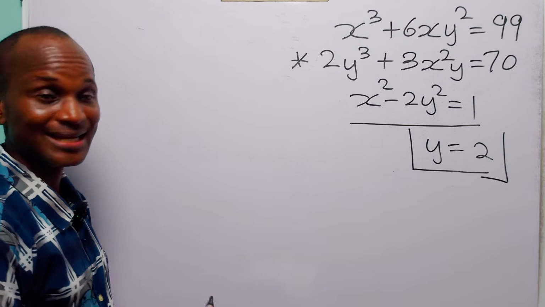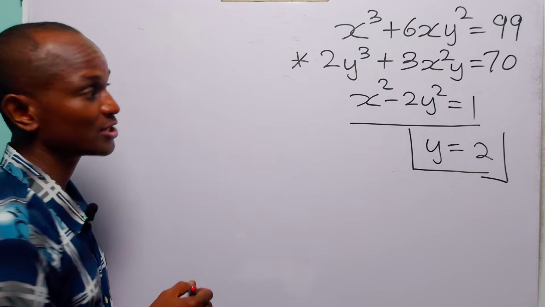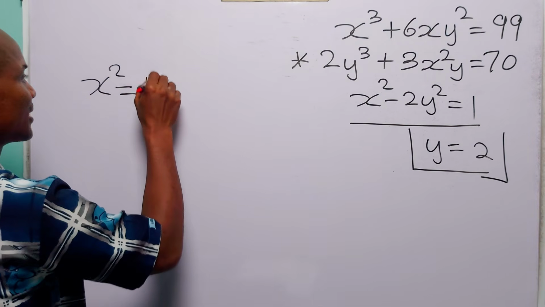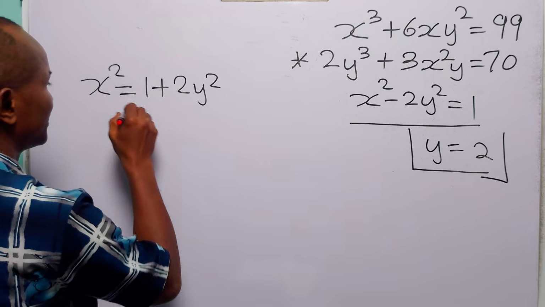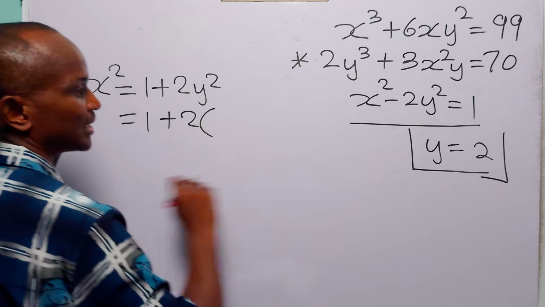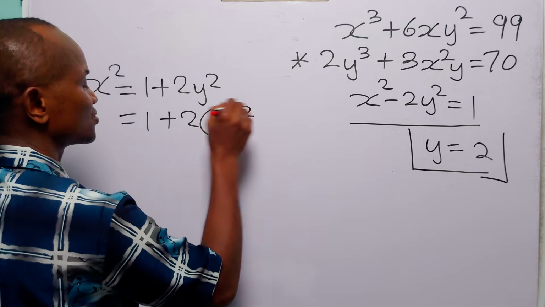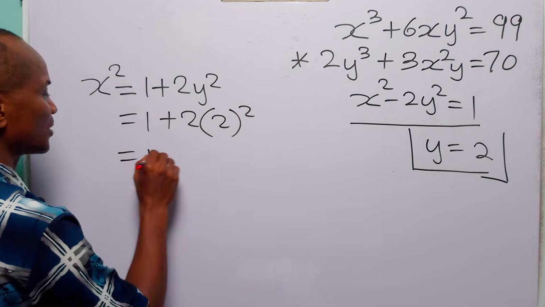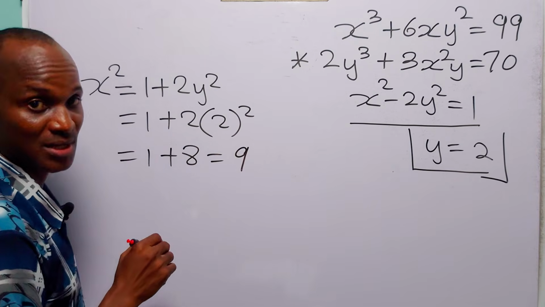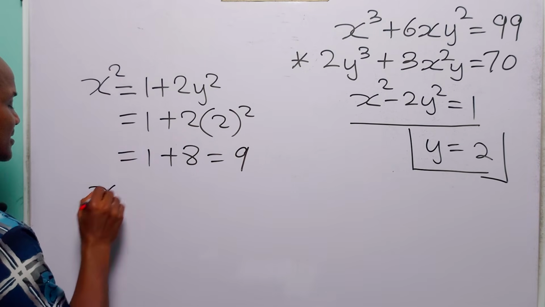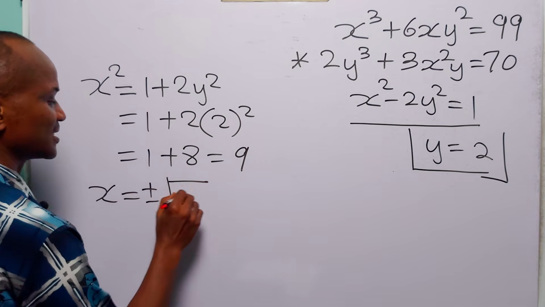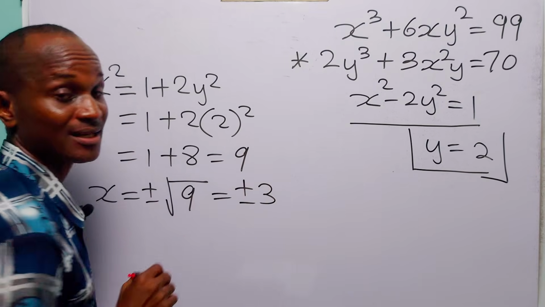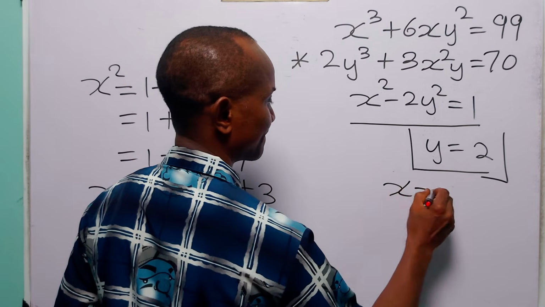And now finally, to find x, we go back to this substitution equation. From here, we have that x squared is equal to 1 plus 2y squared. This is equal to 1 plus 2 times 2 squared. 2 squared is 4. 4 times 2 is 8. So this is equal to 1 plus 8, which is equal to 9. Therefore, we have that x is equal to plus or minus the square root of 9. Now, this is equal to plus or minus 3. We have two values for x.